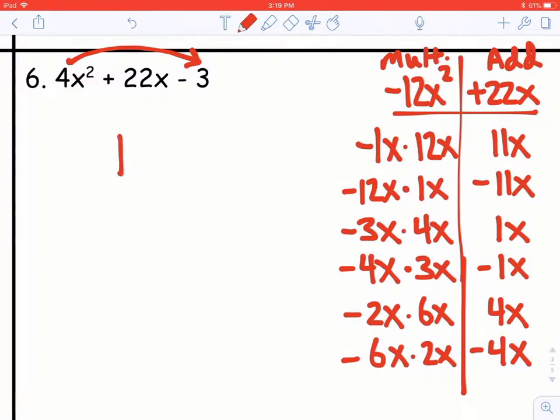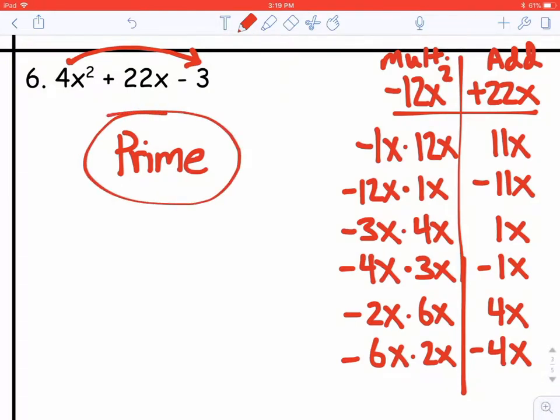So at that point, after we've exhausted all possibilities, we would call this one prime, because we have no numbers we could come up with that would help to do both multiply to give us negative 12x squared and add to give us 22x. So that's it for the examples of trinomials.